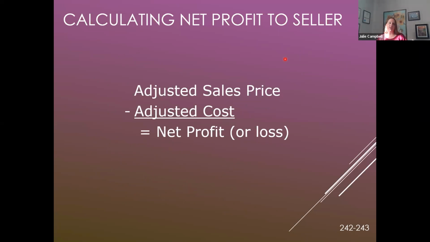What they sell it for today is hopefully more than what they bought it for. That's how they get a net profit. So the difference in the adjusted sales price and their adjusted costs gives us their net profit or net loss.